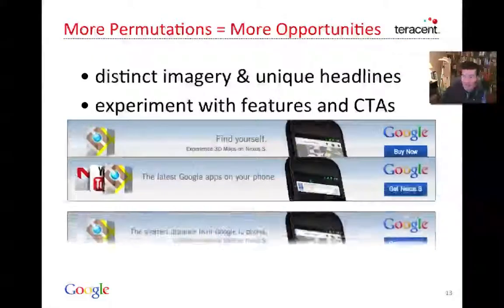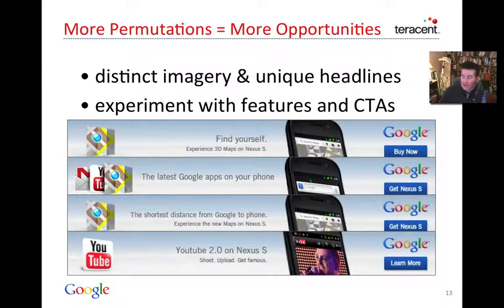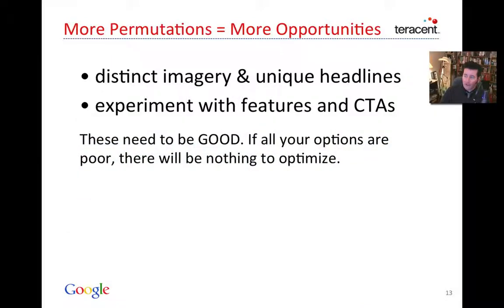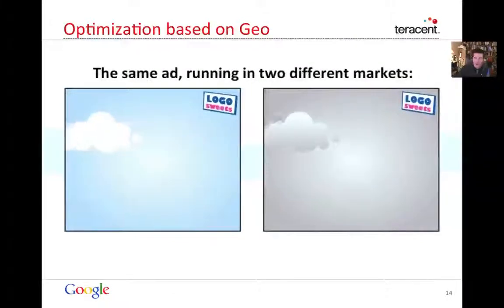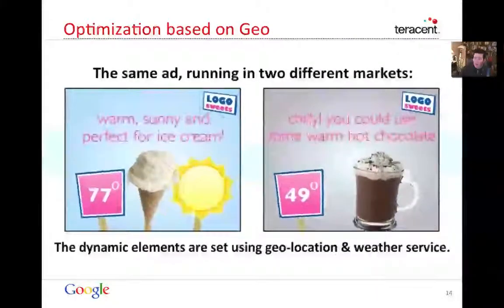And we want you to experiment, try out all of your offers and messages and CTAs. They need to be good. We want good options to choose from. Now let's talk about another kind of data, geo-targeting, like where you are in the world.